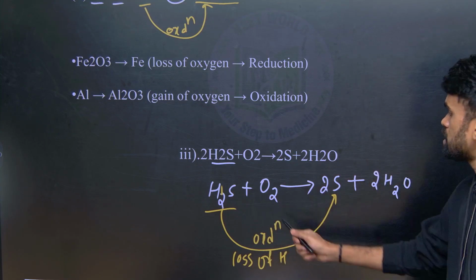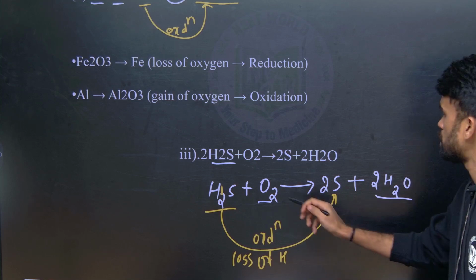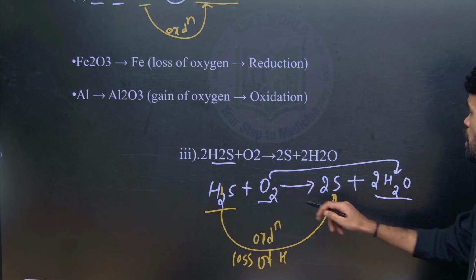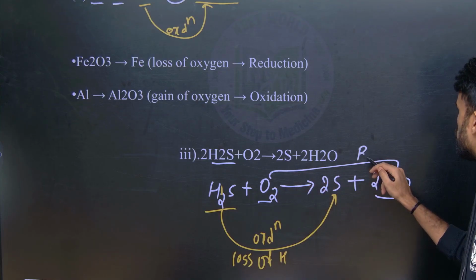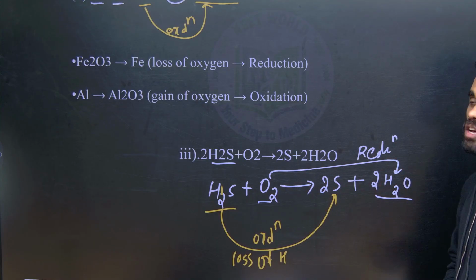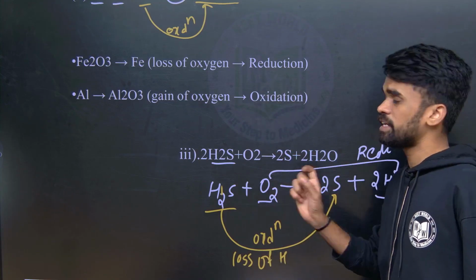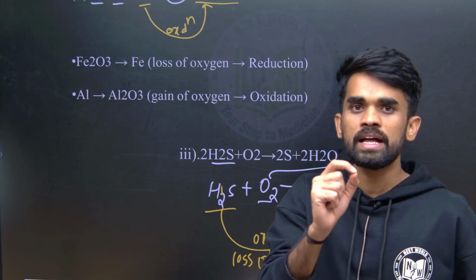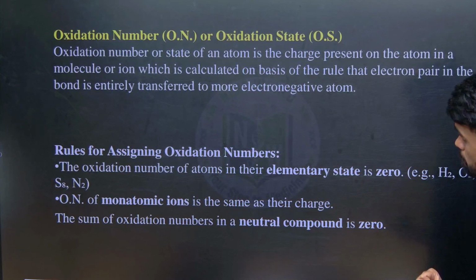Now this oxygen is gaining that hydrogen and becoming H2O. So for this process, addition of hydrogen or gain of hydrogen is what? Reduction. So this is how you need to identify. Therefore all these three reactions are examples of redox reactions, right? Okay, let's move further.